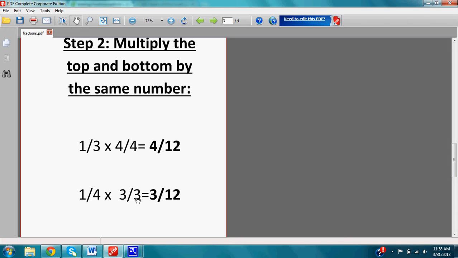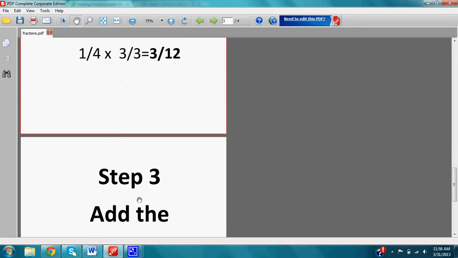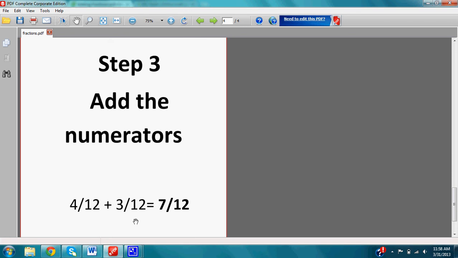The final step is to add the numerators, but make sure you keep the denominators the same. Please do so now. Your answer should look like this. 4/12 plus 3/12 equals 7/12.